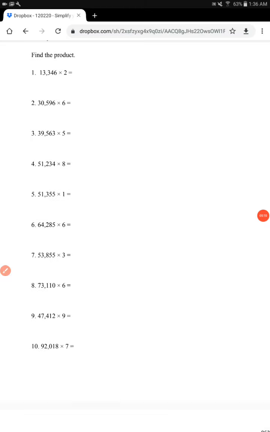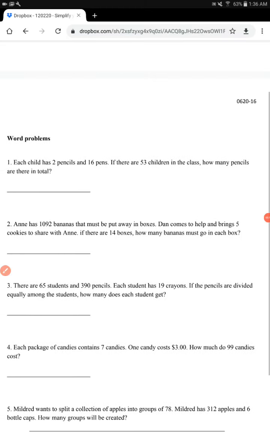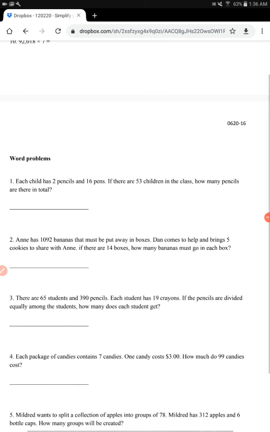Alright, let's look at a word problem now. Each child has 2 pencils and 16 pens. If there are 53 children in the class, how many pencils are there in total? So what is it asking? How many pencils are there in total?